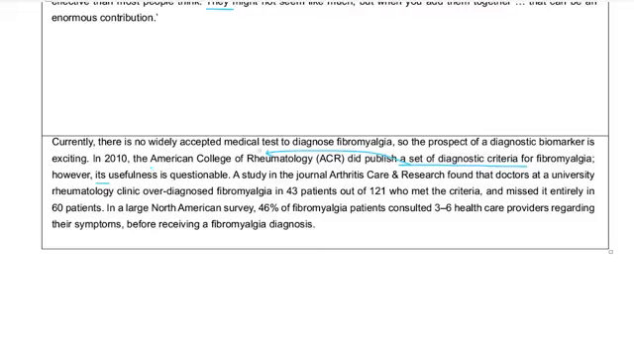Okay, let's keep going. A study in the journal Arthritis Care and Research found that doctors at a university rheumatology clinic overdiagnosed fibromyalgia in 43 patients out of 121 who met the criteria and missed it entirely in 60 patients. So what does it mean? Okay, it means fibromyalgia. Okay, they missed it.